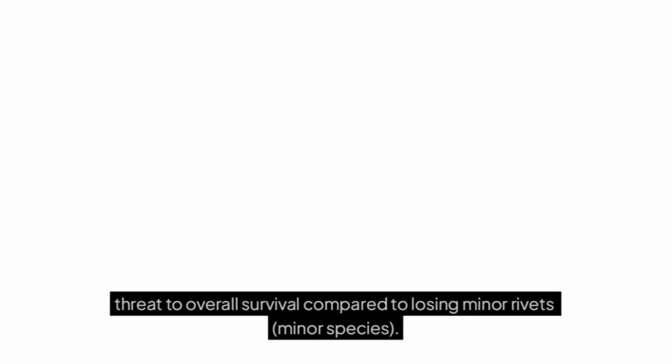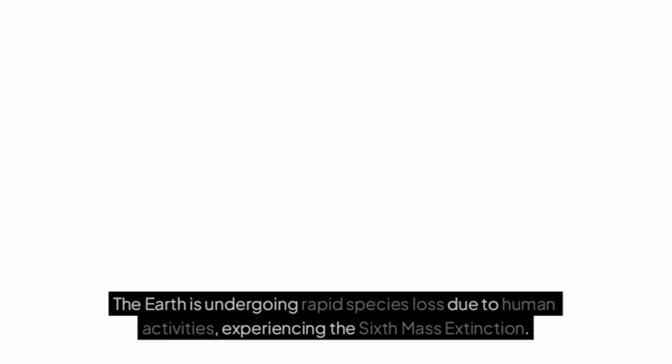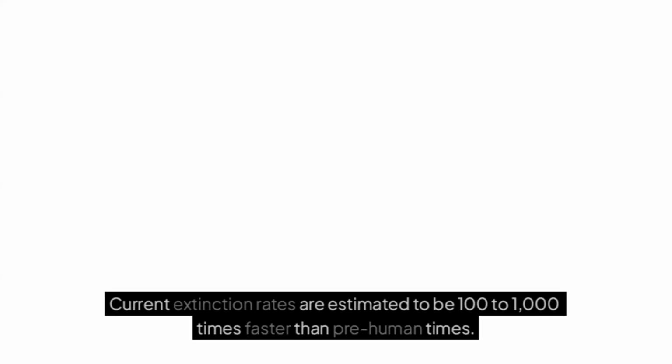5. Loss of biodiversity, current status. The Earth is undergoing rapid species loss due to human activities, experiencing the sixth mass extinction. Current extinction rates are estimated to be 100 to 1,000 times faster than pre-human times.